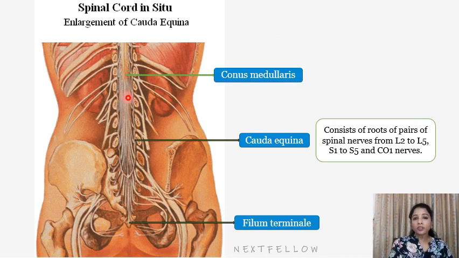And cauda equina is this bunch of nerves which resembles the tail of a horse. Equina means horse, so that is the reason it is called cauda, tail, equina, horse, resembling the tail of a horse. The lumbosacral spinal nerves form a bundle called the cauda equina, meaning horse tail, and it consists of the spinal nerves below the level of L1. So we know the spinal cord is ending at the level of L1. Below the level of L1, whatever nerves are there, they all form a bunch called the cauda equina, which consists of L2 to L5, S1 to S5 and coccygeal nerves.